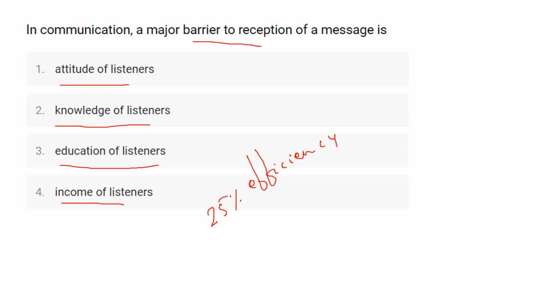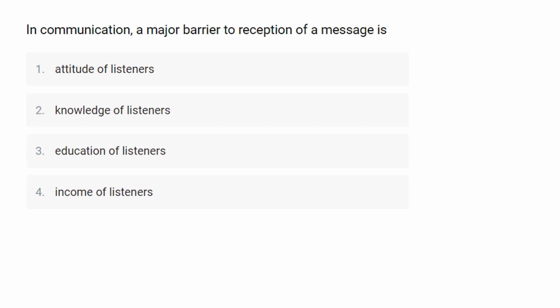Instead of giving the speaker our full attention, we may be formulating a reply or making a judgment about what they are saying. The attitude of the listener is also affected by knowledge, income, education, or any other factor. Hence, it is said that the major barrier to the reception of a message is the attitude of the listener. So the correct answer for this question is option number 1, that is attitude of the listener.